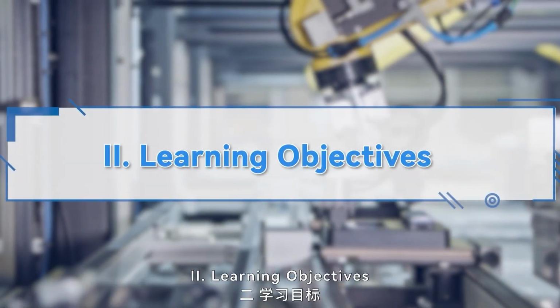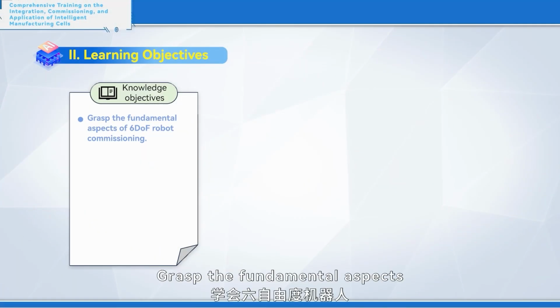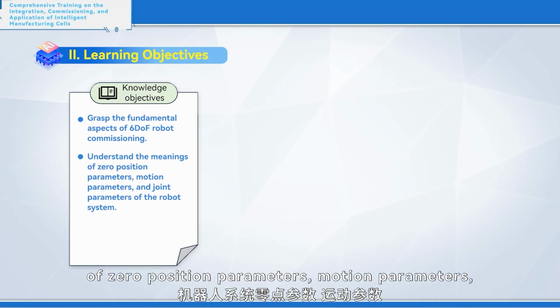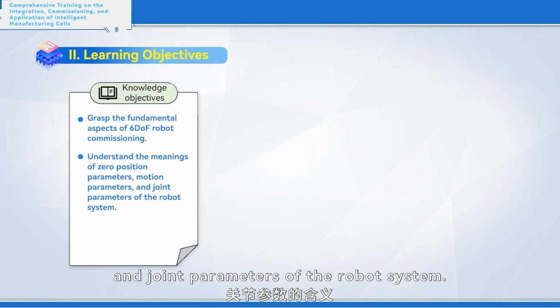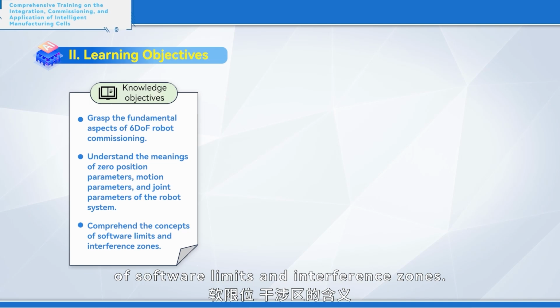2. Learning Objectives. Knowledge Objectives. Grasp the fundamental aspects of 6DOF robot commissioning. Understand the meanings of zero position parameters, motion parameters, and joint parameters of the robot system. Comprehend the concepts of software limits and interference zones.